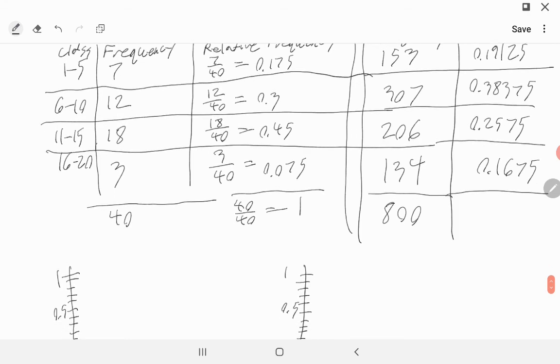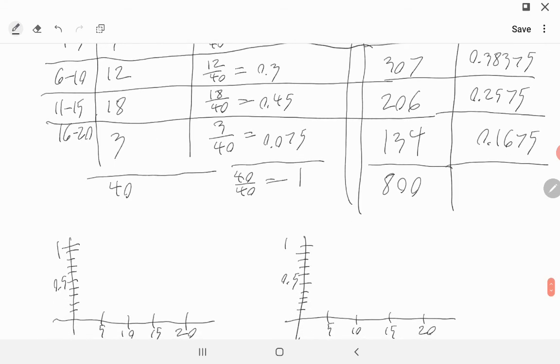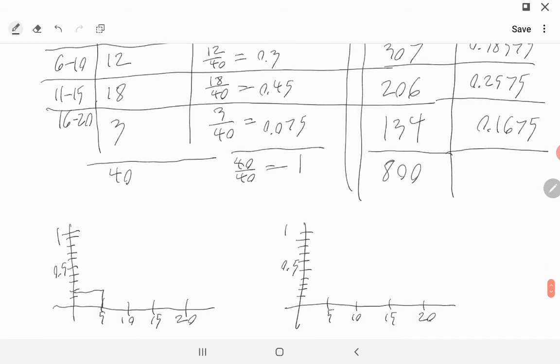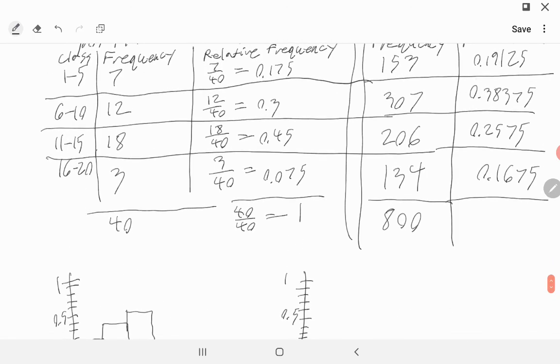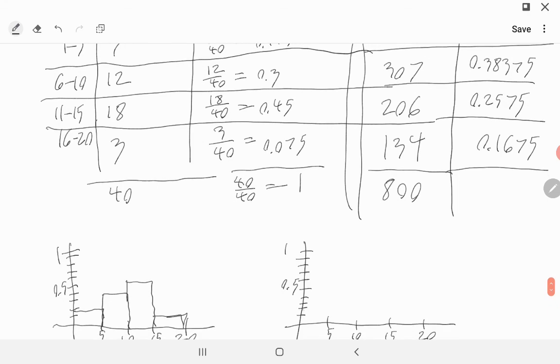And so we know that first group, we're going to have 0.175, so it's going to be a little bit short of 0.2. Then we'll have 0.3, 0.45, and 0.075. Versus the second group, we had 0.19125, so almost 0.2. And then 0.38375, so almost 0.4.